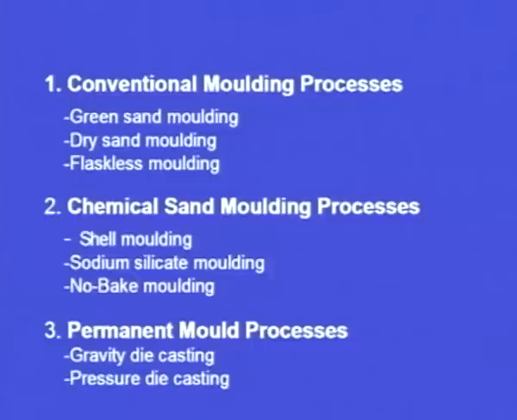So far we have learnt the principle of the casting process and the types of casting process. We have seen green sand molding, dry sand molding, and flaskless molding. These constitute the conventional molding processes. We have learnt shell molding, sodium silicate molding, and no bake molding. These constitute the chemical sand molding processes. We have learnt gravity die casting and pressure die casting. These constitute the permanent molding processes.